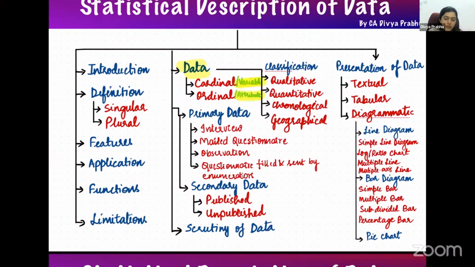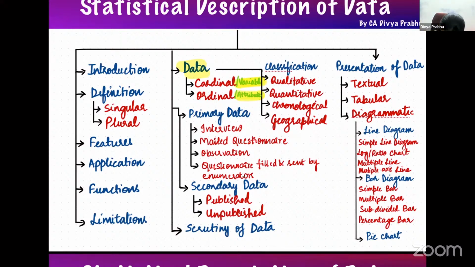Now, what is a variable? Variable is any data which is quantifiable, which is measurable. And attribute is basically the qualitative feature, correct? Such as gender, nationality, color of the eyes, etc. All these are what? Attributes.